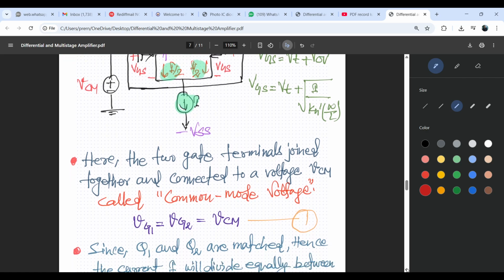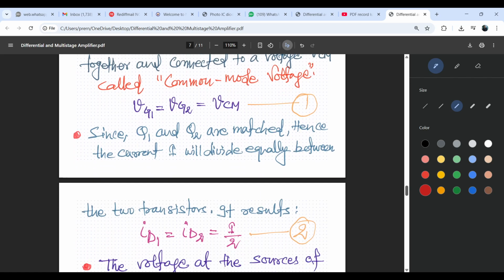Now since Q1 and Q2 are matched, the current I will be divided equally, I by 2 through the source S1 and I by 2 through the source S2, the source of the second transistor. So we can write that ID1 and ID2 will be I by 2, because the currents IG1 and IG2 will be nearly 0. So we are not bothered about this one. ID1 and ID2 will also be I by 2.